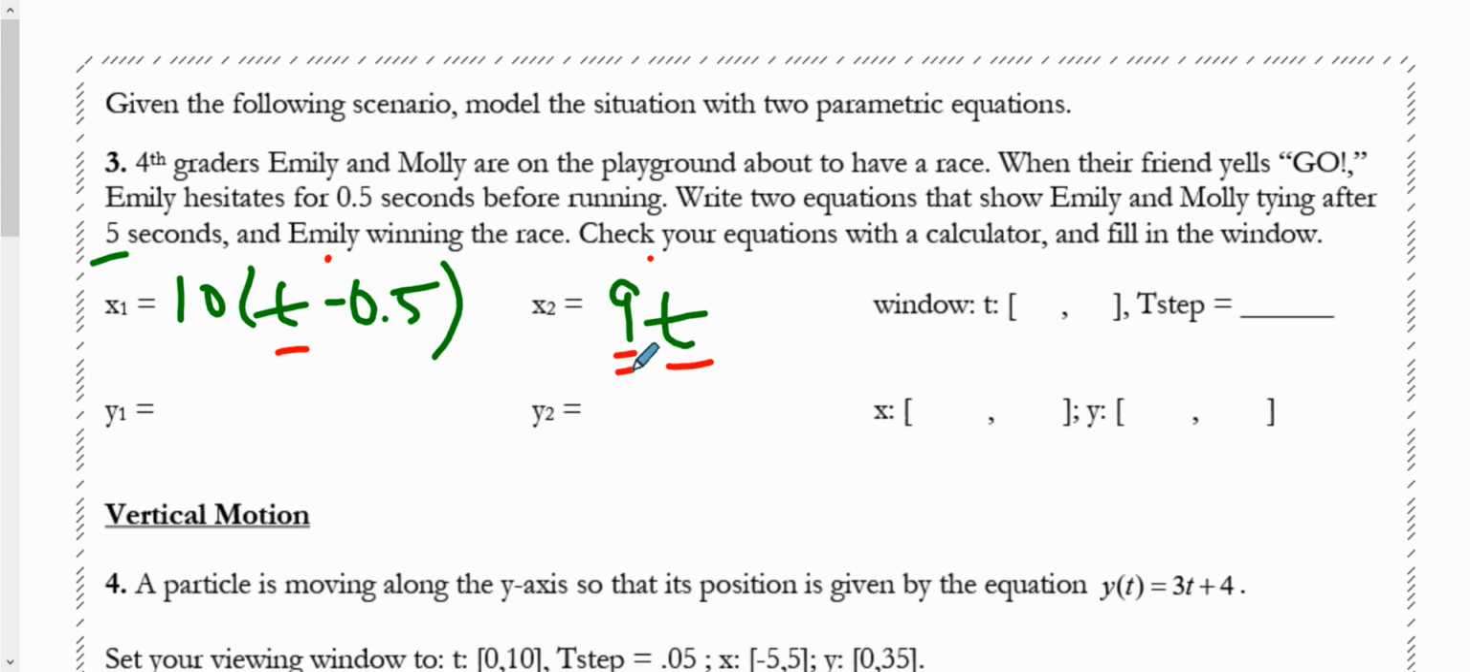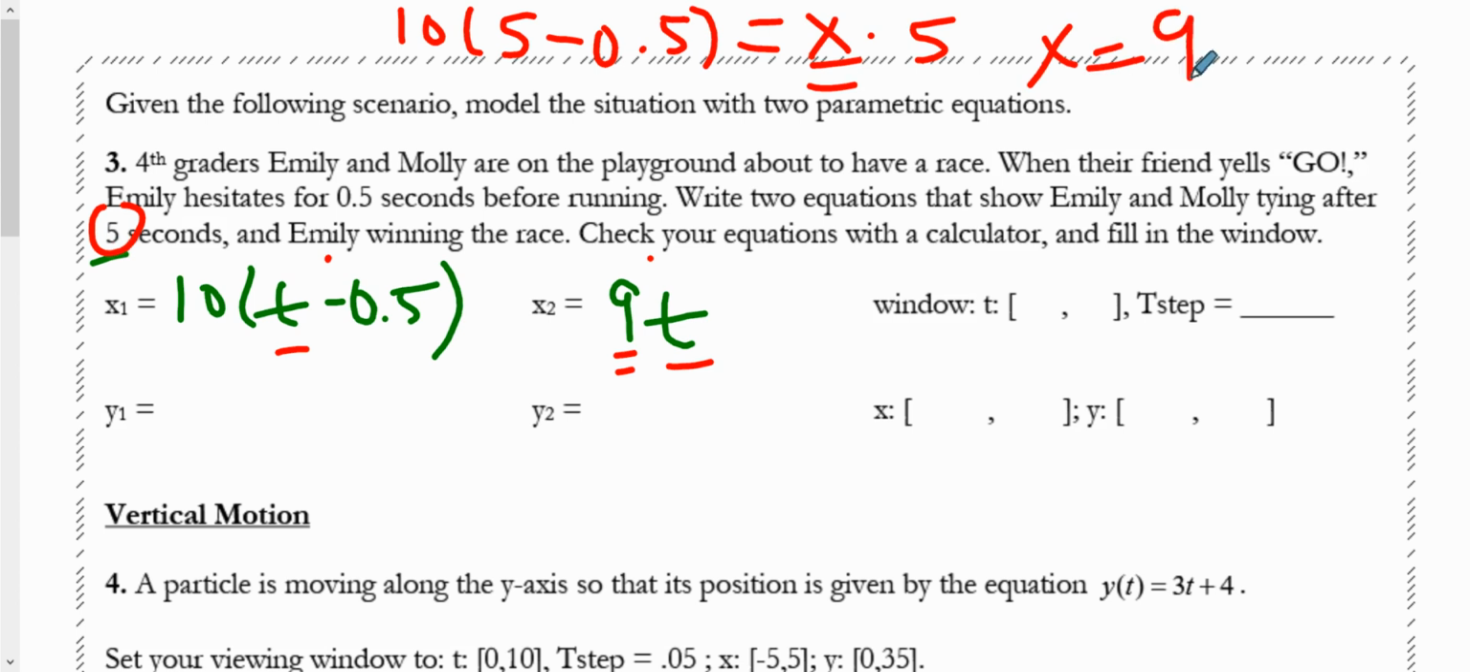Okay, so again, if I was to take the 10, plug in 5, because again, we're talking 5 seconds here, minus the 0.5 hesitation equals, I'll just say x, because I don't know, some variable. It could be anything. You could put s for speed or something like that. And then this t here is actually also going to be 5. So I'll go ahead and erase that and put times 5. And if we solve that, we end up getting an x equal to 9. That's where that 9 is coming from.